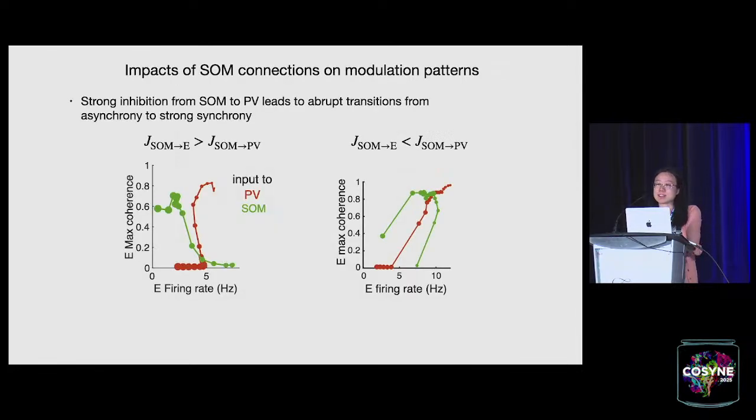Next, we investigate the impact of SOM connections on modulation patterns. First, we found that strong inhibition from SOM to PV neurons leads to abrupt transitions from asynchrony to strong synchrony. We can see large jumps in the coherence level with small changes in input values. Moreover, we also see that the rates and the synchrony tend to vary in the same directions in these networks, which is qualitatively different from the modulation patterns in networks where SOM neurons inhibit E more than PV neurons.